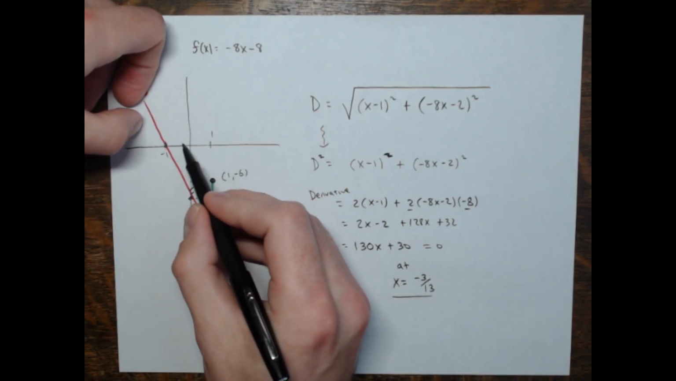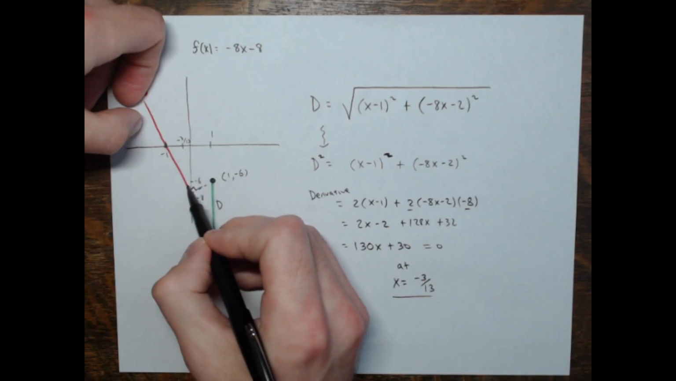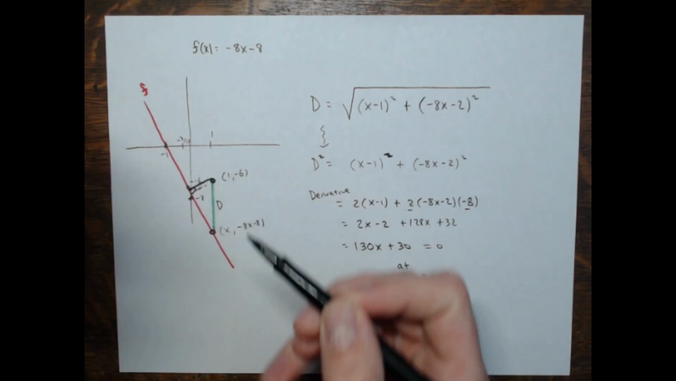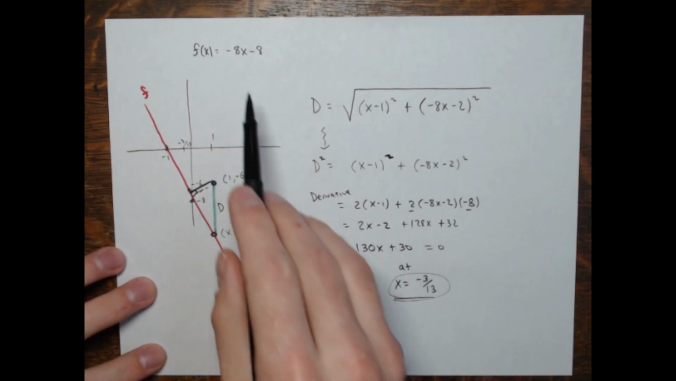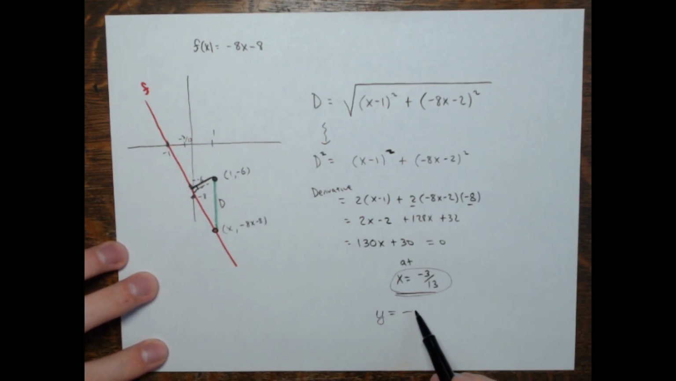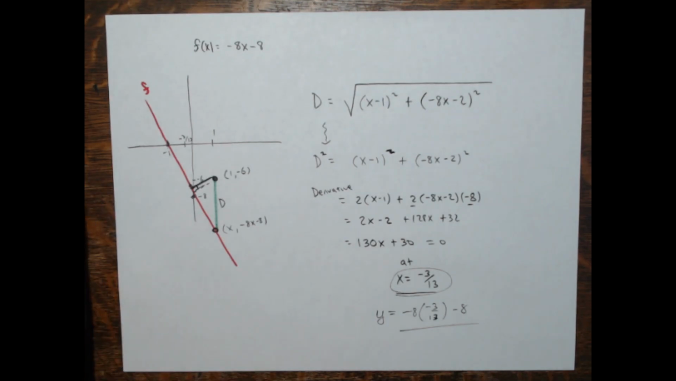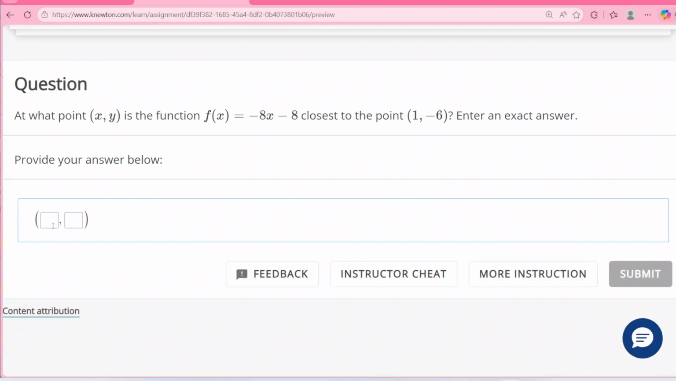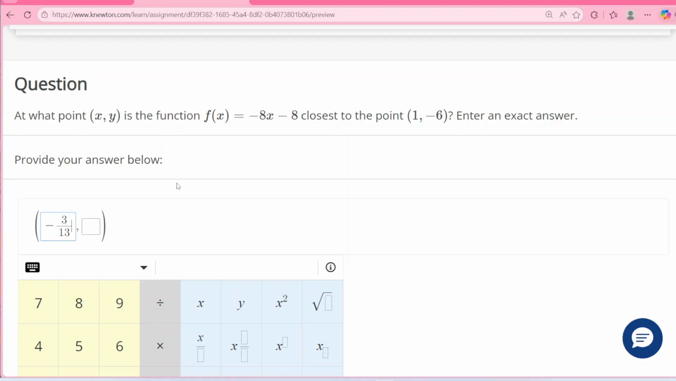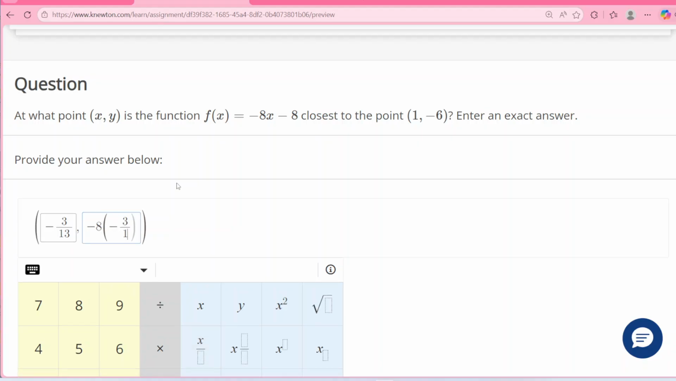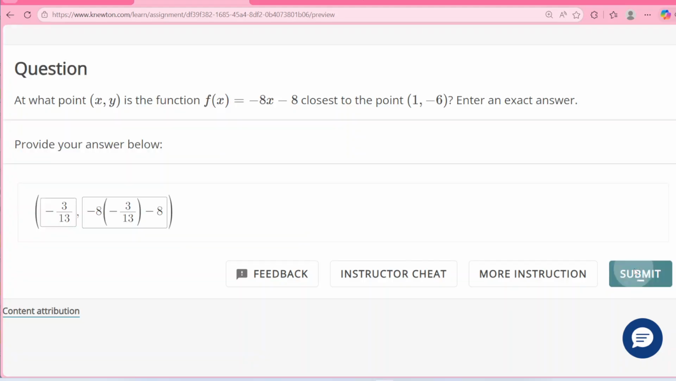So when x is negative 3/13, you'll be at the point that's closest, perpendicular if you draw the segment, to the point 1, negative 6. So I'm plugging this in, and then again, just plugging in, y would be equal to negative 8 times negative 3/13 minus 8, and I'll just enter that. So x coordinate of the closest point, negative 3/13, y coordinate, negative 8 times negative 3/13 minus 8. Should be good.